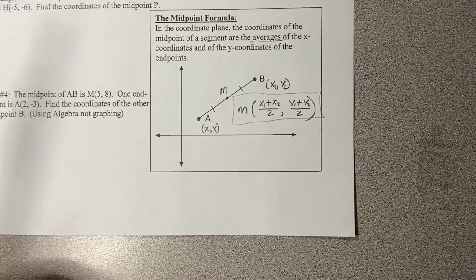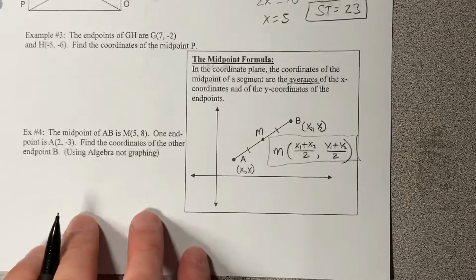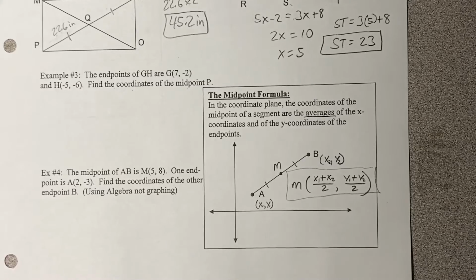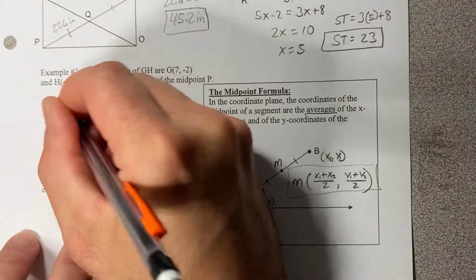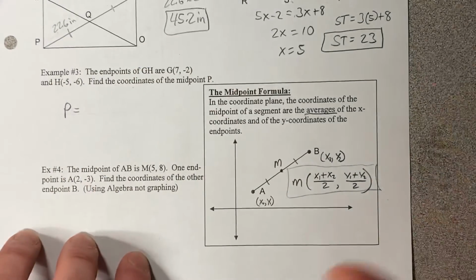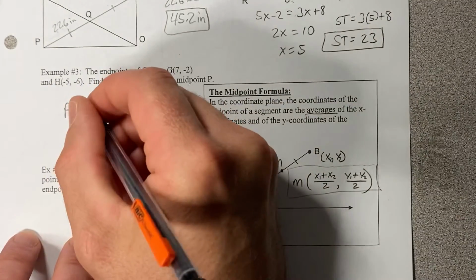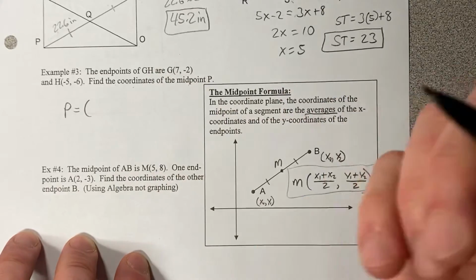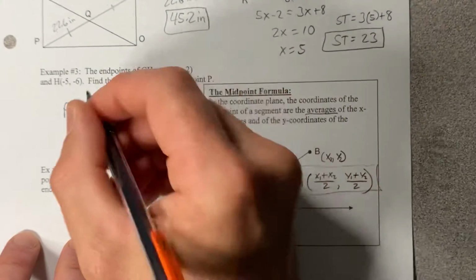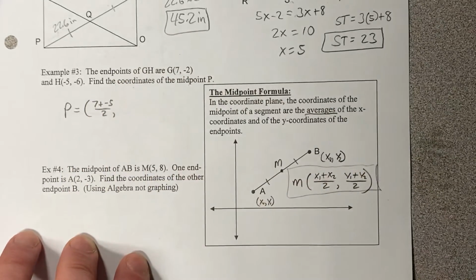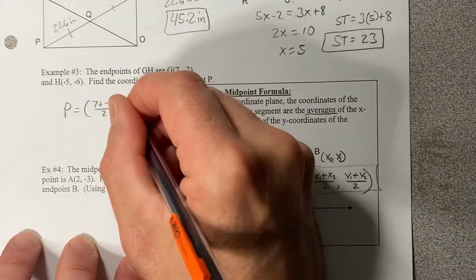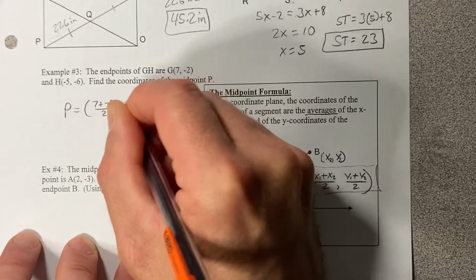So now let's revisit example 3. Example 3 says the endpoints are 7, -2, and -5, -6. Find the coordinates of the midpoint, P. So that is tailor-made for the midpoint formula. You can memorize the midpoint formula, that's fine, but I'd almost rather you just remember that it's the average. It's the average of the X values, so we're going to do 7 plus -5 divided by 2. It's the average of the Y values, so we're going to do -2 plus -6 divided by 2.